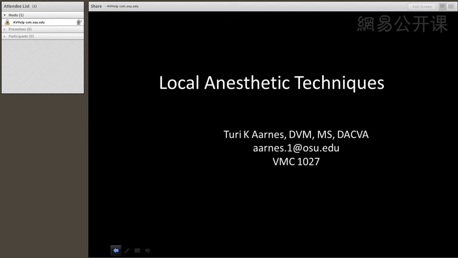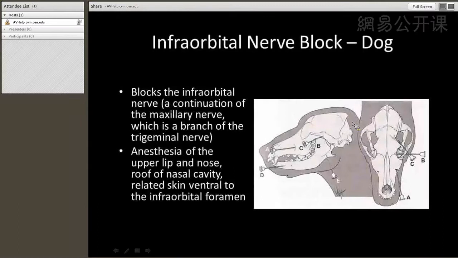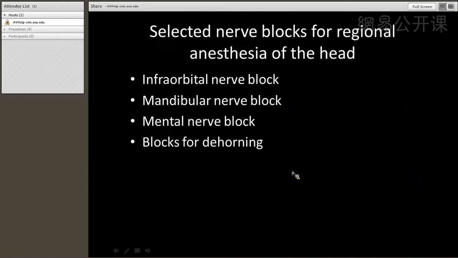So we're continuing to talk about local anesthetic techniques. We already talked about the infiltration, line blocks and pain busters, the patches and the EMLA cream. So we're going to start today by talking about blocks of the head. And so we're going to start first with infraorbital nerve blocks.